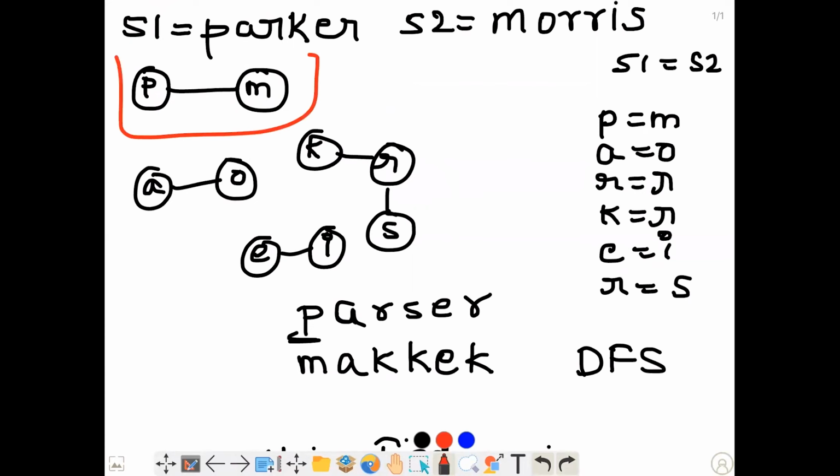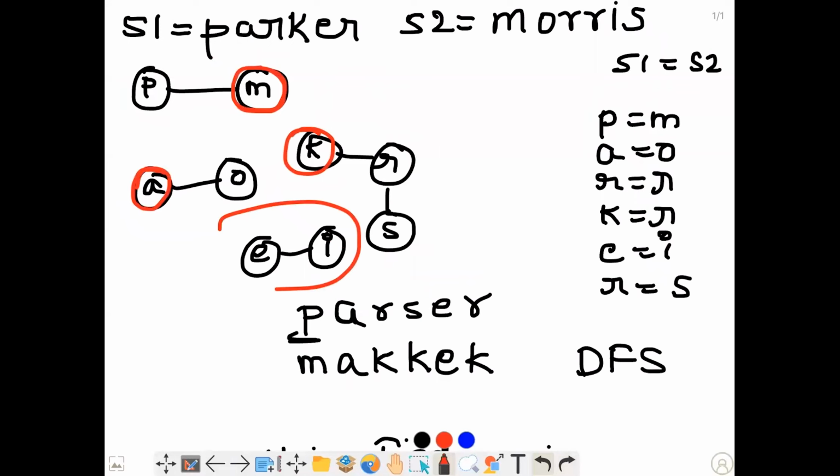So if we consider this component, we can make M the leader since it's the smallest. In this component, we can make A the leader, in this component, we can make K the leader, and in this component, we can make E the leader. So we perform union on the given S1 and S2. So we perform union for M and K. We form edges between them, and while doing that, we make the leader the lexicographically smallest character.